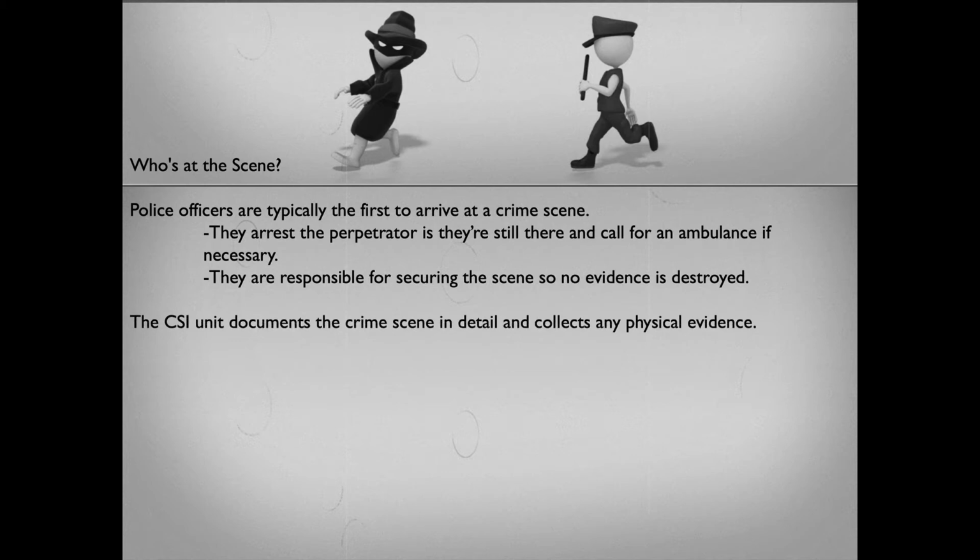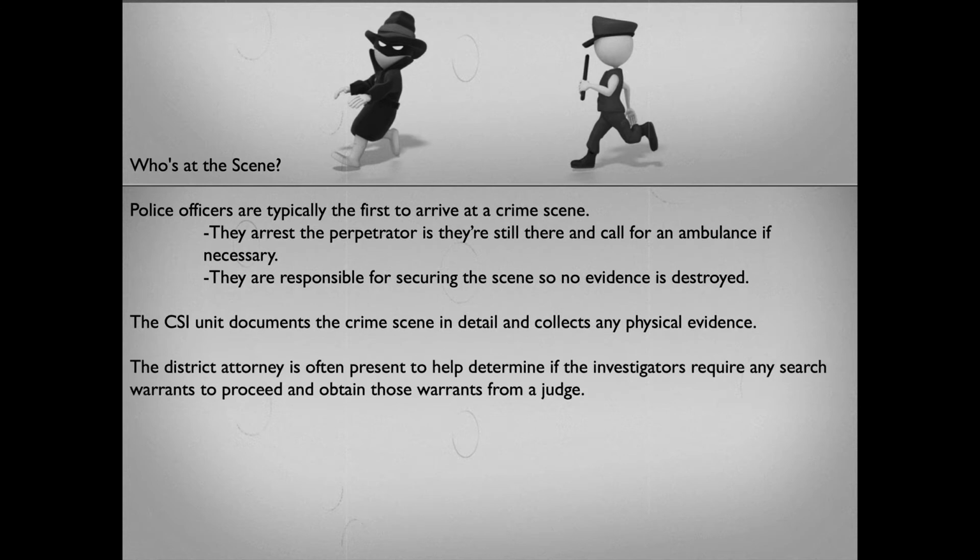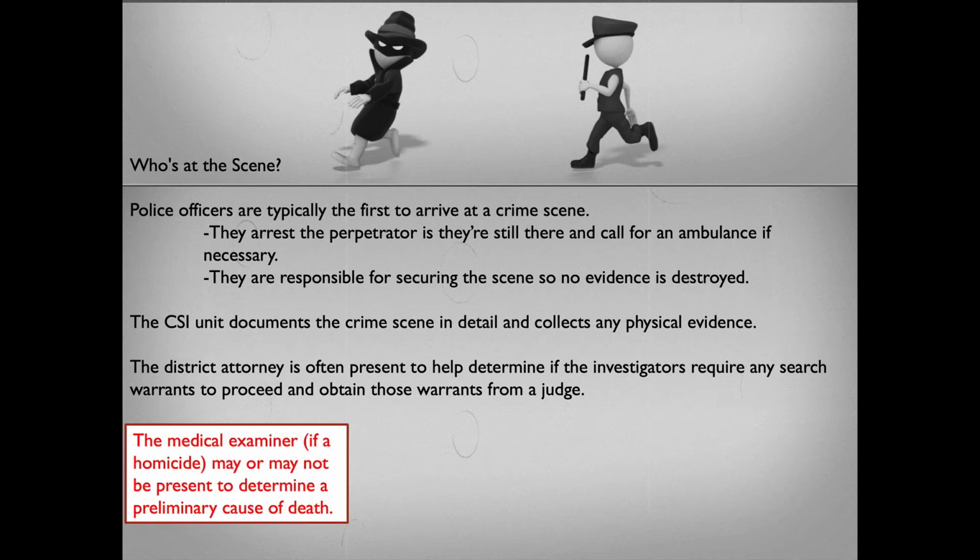After that's been done, your CSI unit, your crime scene investigation unit, is going to document the crime scene in detail and collect what physical evidence they can. Another person that's going to show up is the district attorney, and they're there to determine if investigators require a search warrant to go further with their investigation. And if necessary, the district attorney will make that connection and get that warrant from a judge, so then the crime scene investigation can get in and do the job that they need to do.